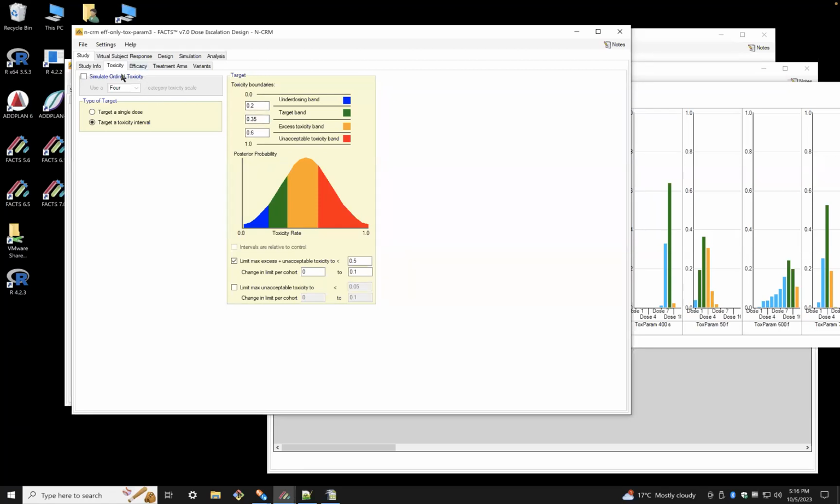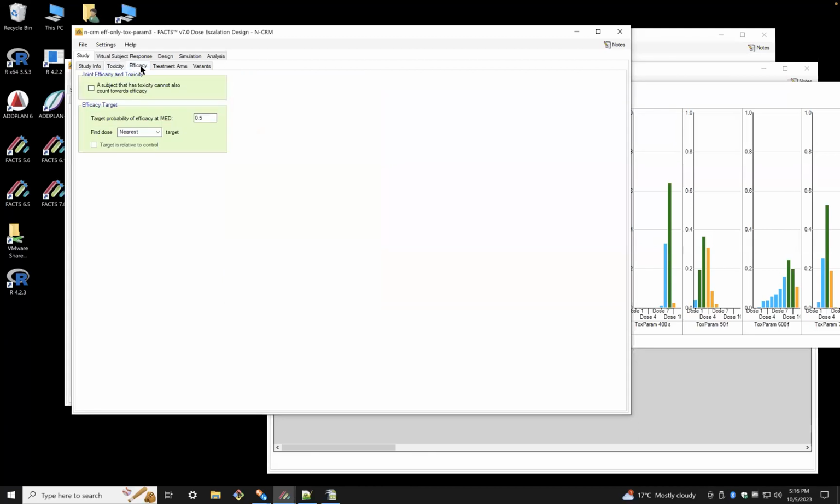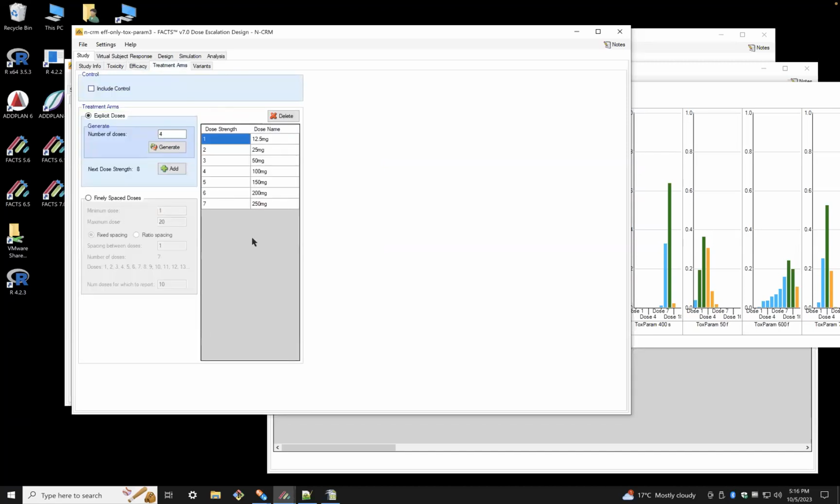So again, on the toxicity tab, we specify the band and the overdose limit. On the efficacy tab, it's much simpler. It doesn't have bands. We simply say, what's the target MED rate? And do we want to find the dose that's nearest it, highest below it, or lowest above it? We specify our treatment arms again here. I've just left the dose strengths as ranging from 1 to 7, just simple linear.